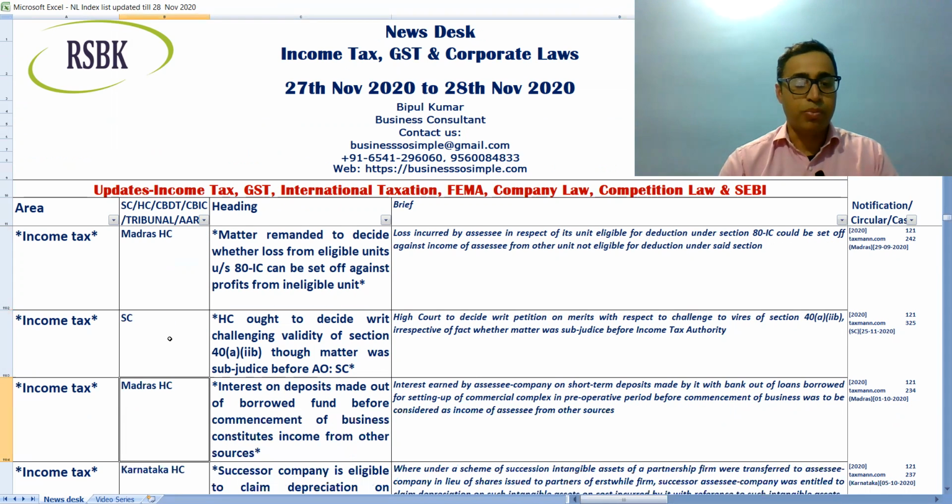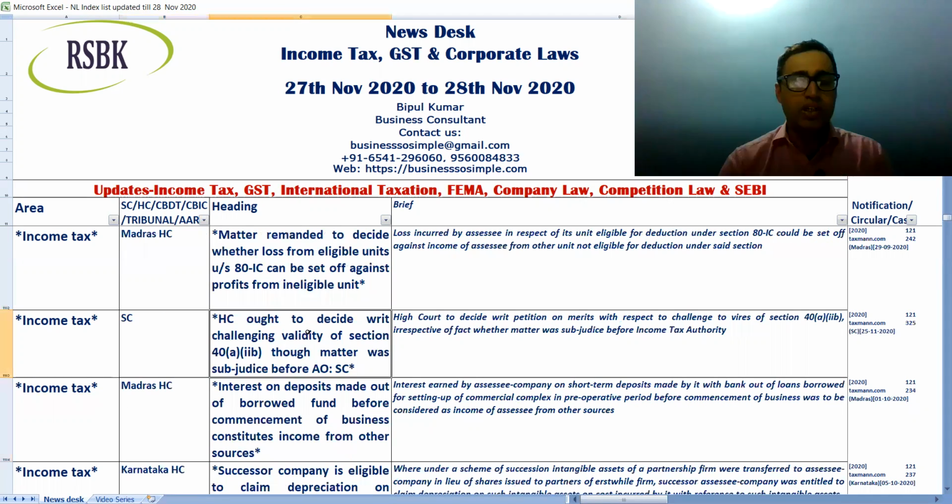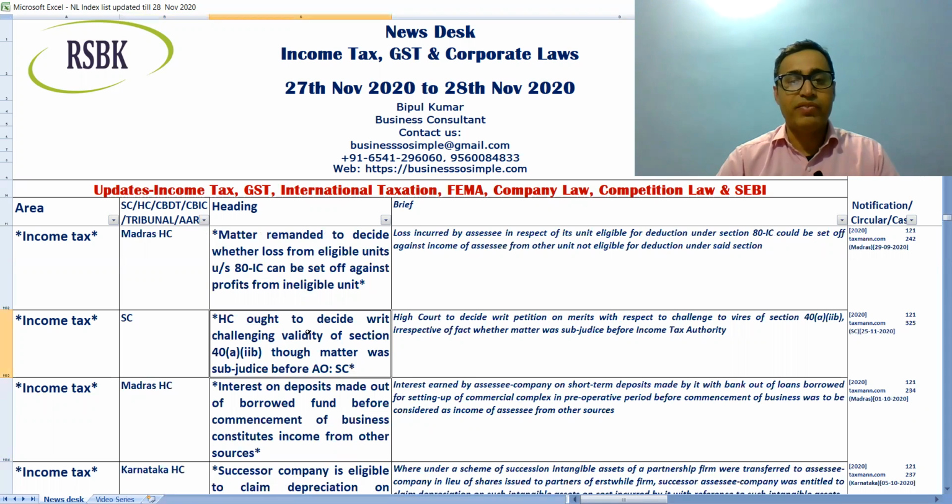Next case, Supreme Court. High Court ought to decide a writ challenging the validity of Section 40A(2)(b), though the matter was sub judice before the assessing officer. High Court to decide the writ petition on merits with respect to the challenges to the vires of Section 40A(2)(b), irrespective of the fact whether the matter was sub judice before the income tax authority.